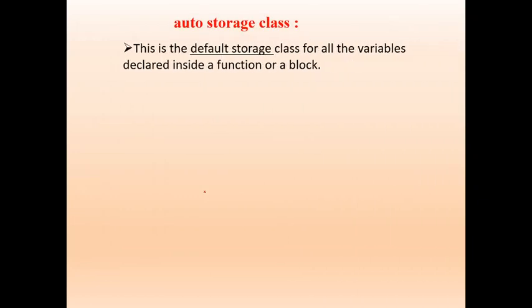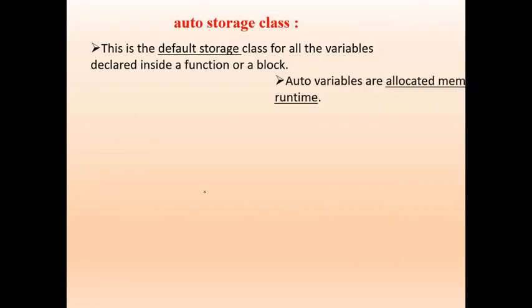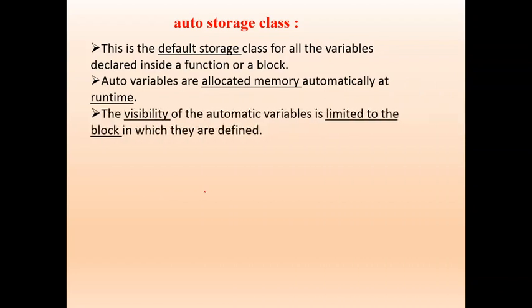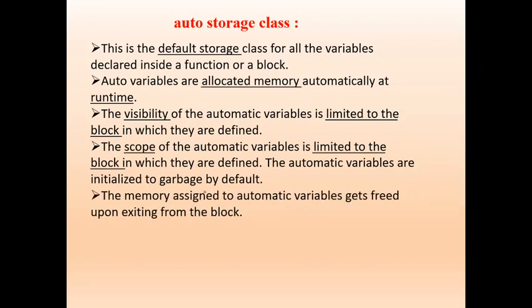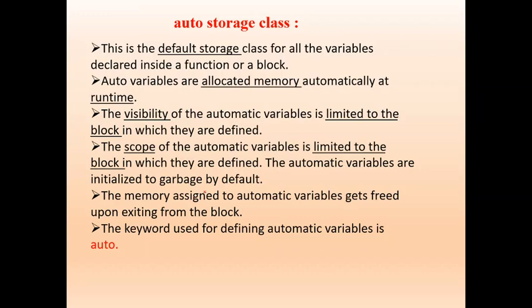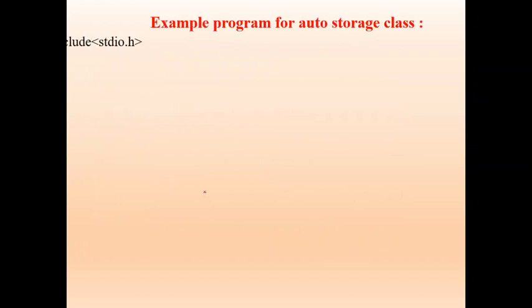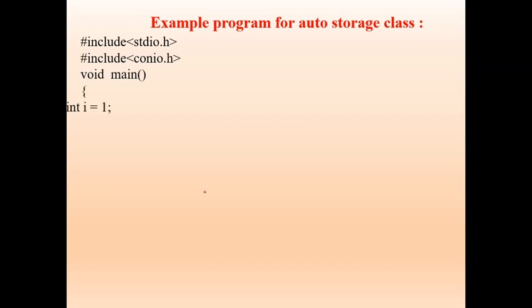Now you see some programming examples for the auto storage class. Auto is the default storage class. Its default storage location is memory. Its visibility is local and its scope is within the block, and the storage location is memory. The keyword we use is auto, A-U-T-O. Stdio.h, conio.h, void main. Now you see the picture.